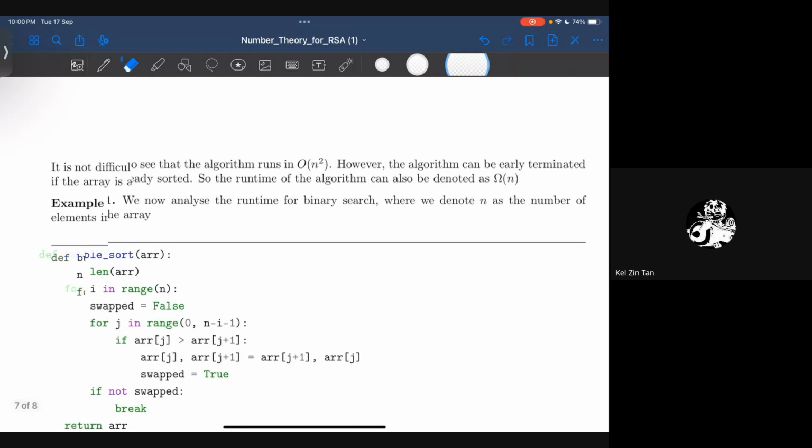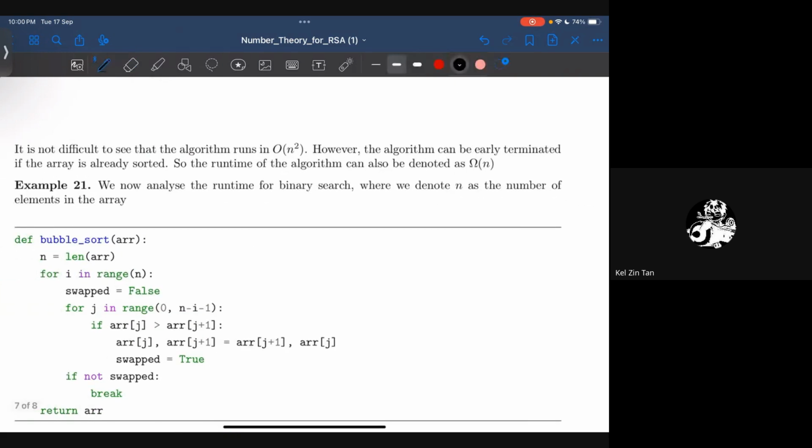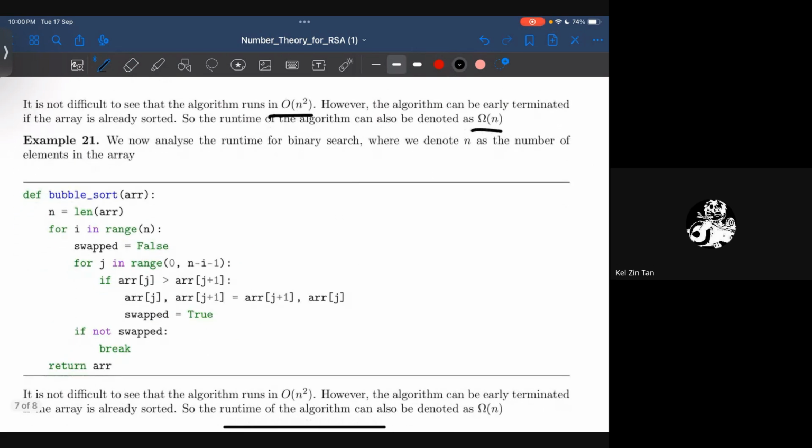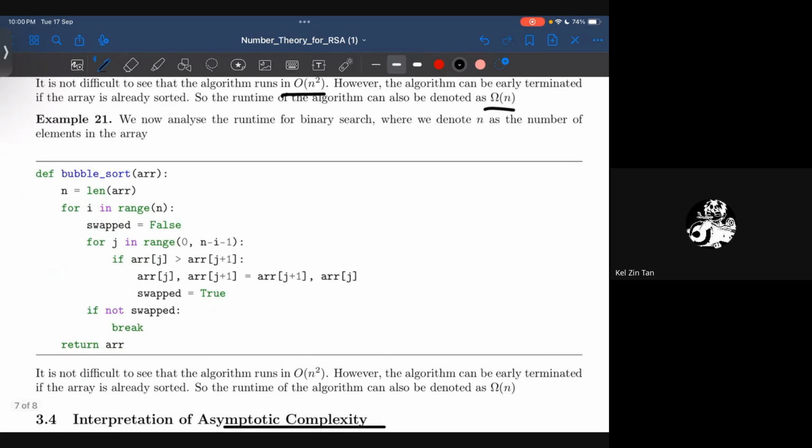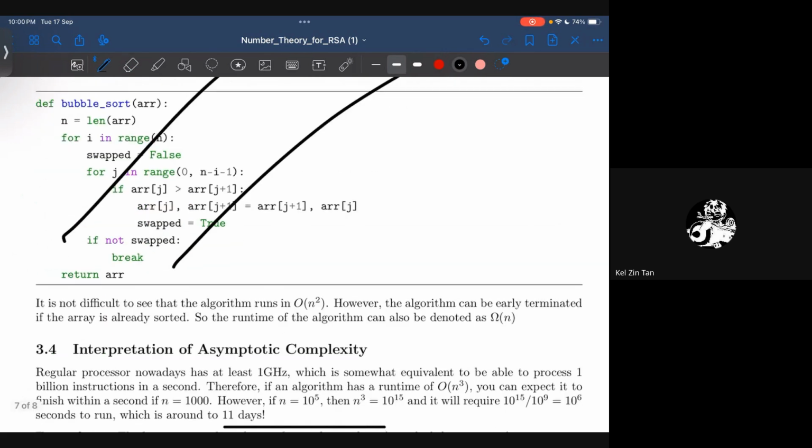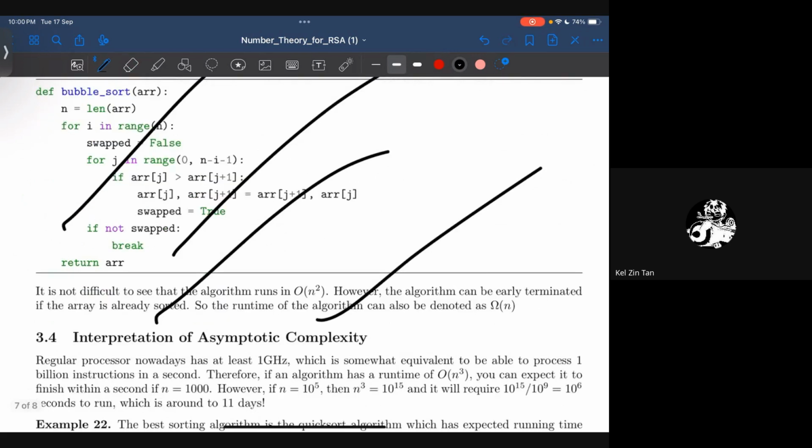Okay, so the algorithm runs in O of n squared, and the best case is omega n. Actually, this part is wrong. I don't know why I put this. Just ignore this example.